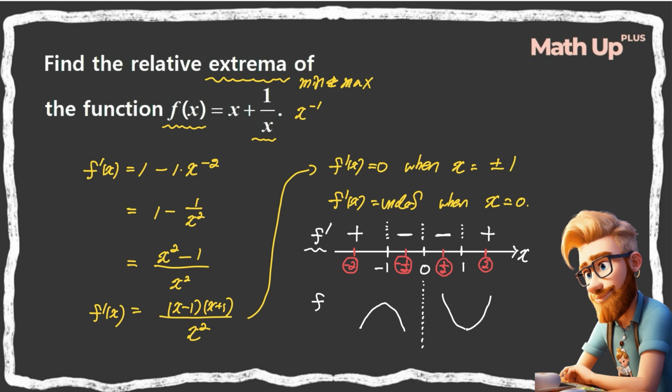Therefore, we can conclude that we have relative maximum when x is equal to negative 1 and relative minimum when x is 1. So relative maximum is f of negative 1, that is equal to negative 1 plus 1 over negative 1, that's a negative 2. And the relative minimum is f of 1, so that's 1 plus 1 over 1, which is equal to 2.